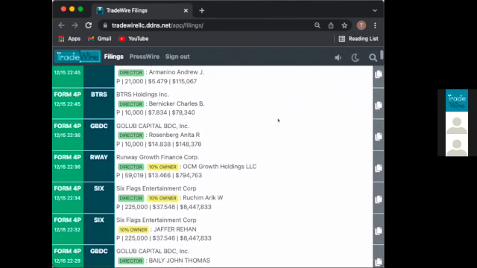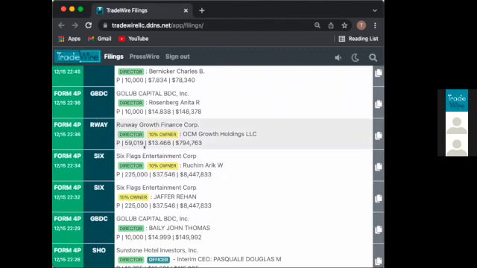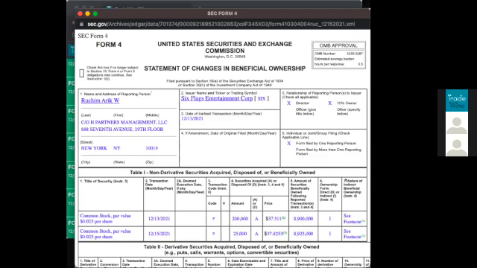Absolutely. So let's take Six Flags, where I know we mentioned this one just before. Let's click on this one here. So we see here Six Flags Entertainment Corporation. We have the director purchasing 225,000 shares. If we open this up, give me one second, I'm just going to share it for you to see that. So now you can see here, this is what an actual Form 4 looks like.